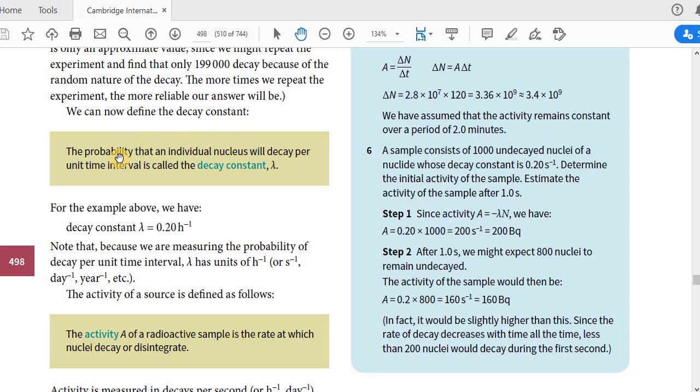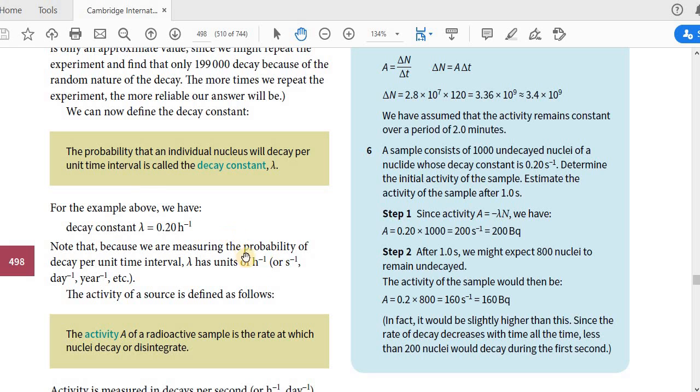What is the decay constant? This is very important. You have to memorize it with understanding. The probability that an individual nucleus will decay per unit time interval is called the decay constant, lambda. For the example above, the decay constant lambda equals 0.20 per hour. Once you understand this, it's easy to memorize. That time interval can be per hour, per second, or per minute, for example. That is called the decay constant.